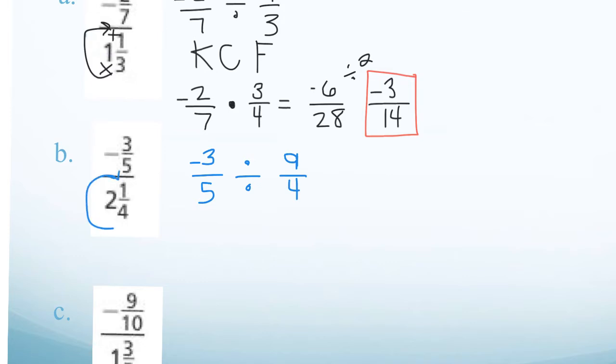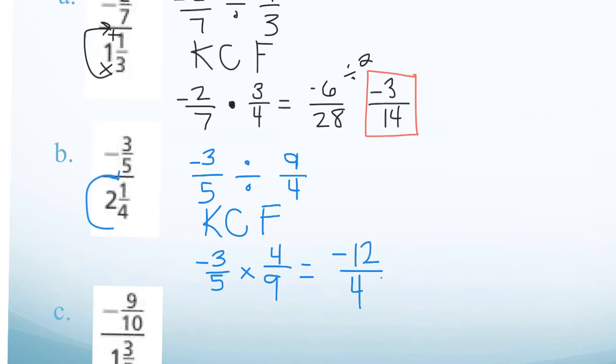Now, we will do the keep it, change it, flip it. So our new math problem turns into -3/5 times, and we will flip 9/4 to be 4/9. And we'll multiply it straight across. -12/45.